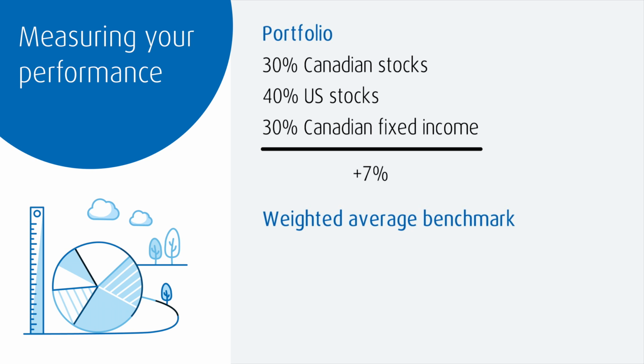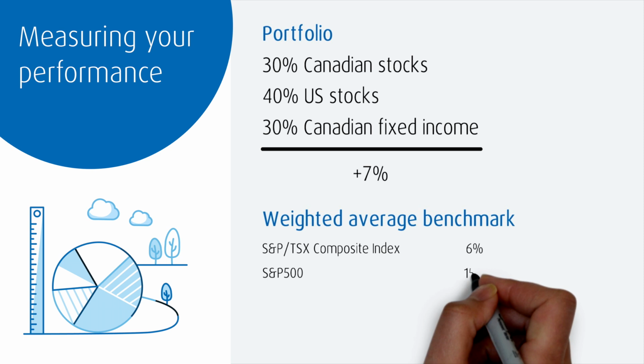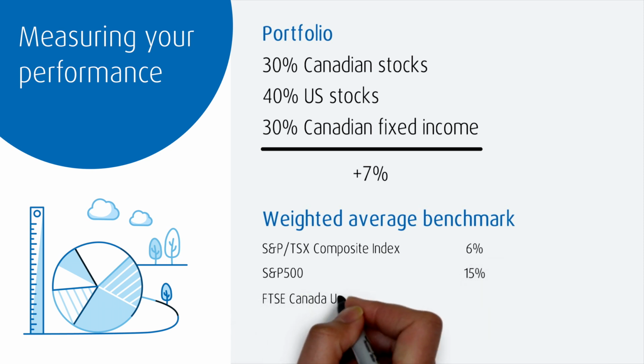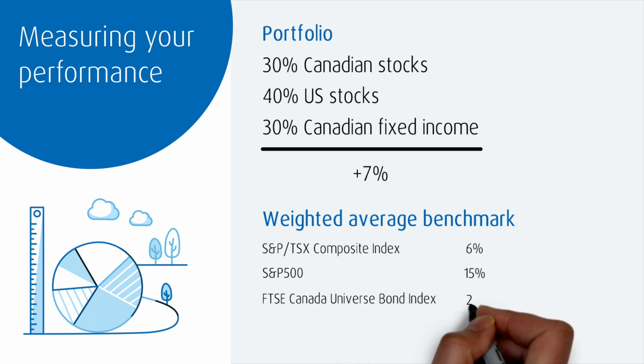Let's say the benchmark for Canadian stocks, the S&P TSX Composite Index, was up 6% for the year. The benchmark for US stocks, the S&P 500, was up 15% for the year. And a benchmark for Canadian fixed income, the FTSE Canada Universe Bond Index, was up 2% for the year. We then multiply each of these returns by the weight of our exposure to each of these asset classes in our portfolio. We held 30% in Canadian stocks, 40% in US stocks, and 30% in Canadian fixed income.